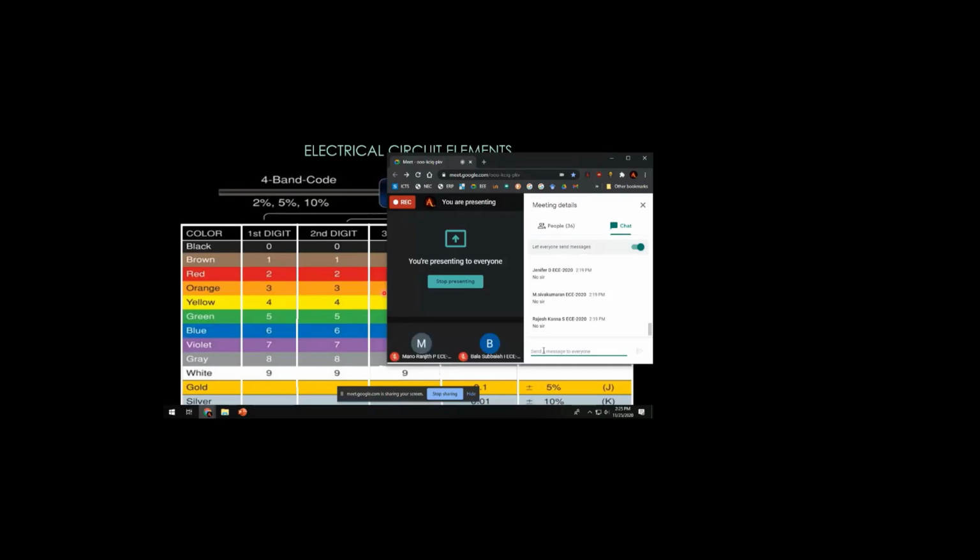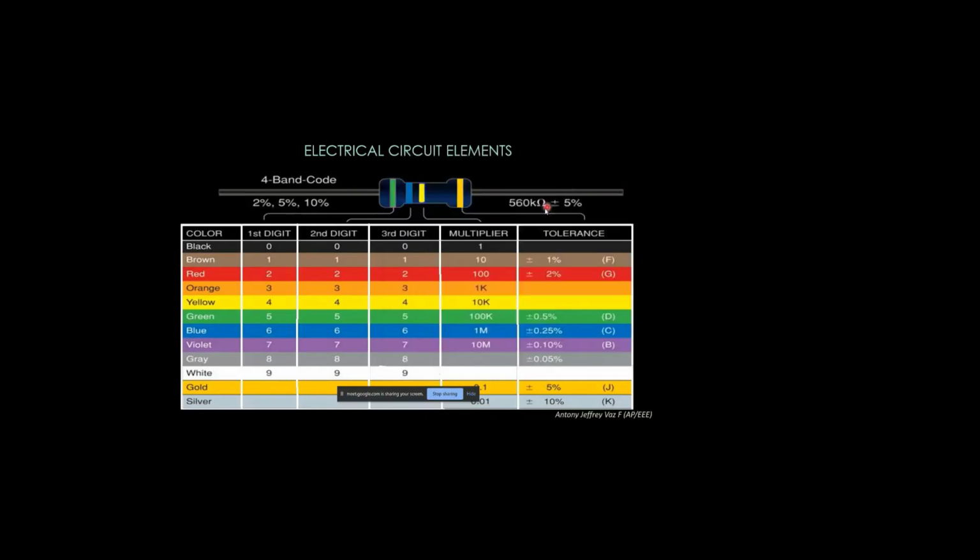Okay, what will be the value of resistance which has a color band of red, red, red, and gold? The next one I need to tell you is the last one, this gold band. This gold band represents the tolerance value. What is a tolerance value? Do you know what a tolerance value is? You can see the gold band represents 5% tolerance.